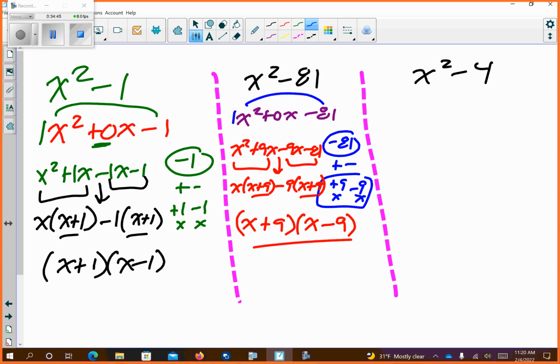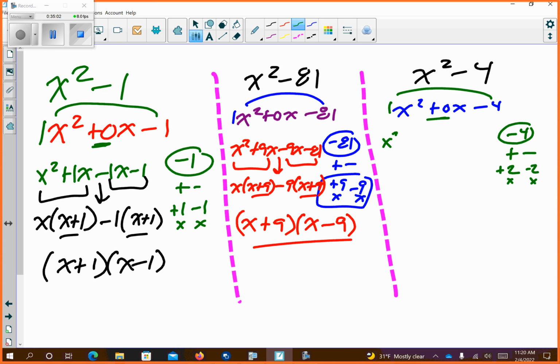All right, this one's going to be done the same way. Make sure we plug that 0x in there. Okay, so I'm going to multiply those together. So I get negative 4. The only factors of negative 4 that will add up to 0 are positive 2 and negative 2. Make sure you have x's. So you have x squared plus 2x minus 2x minus 4.